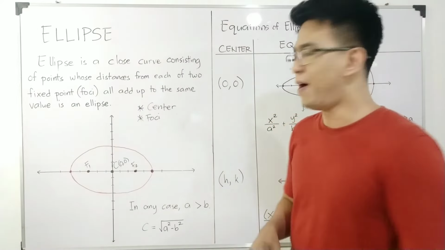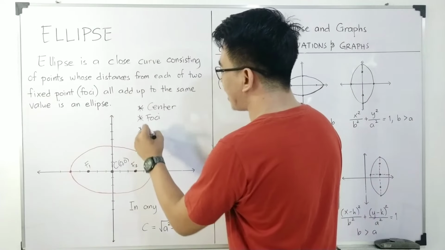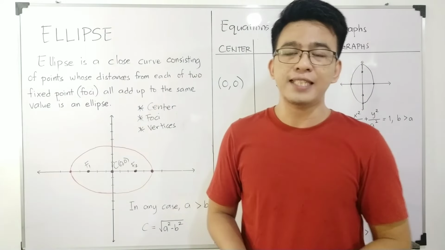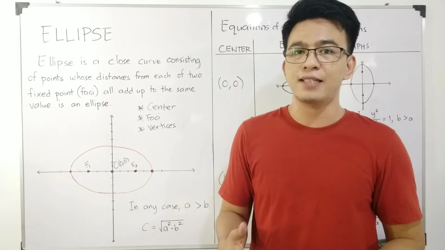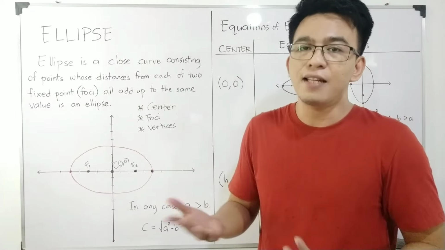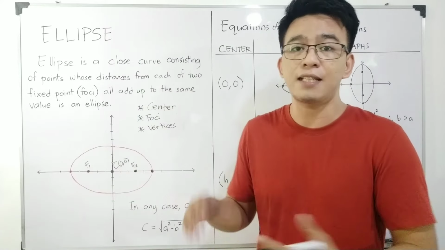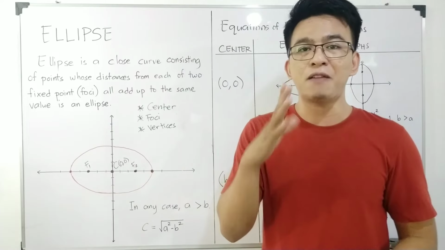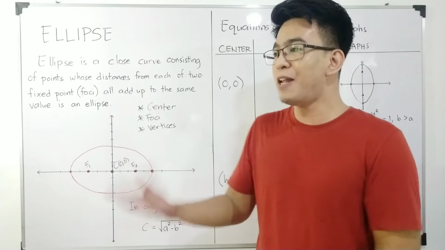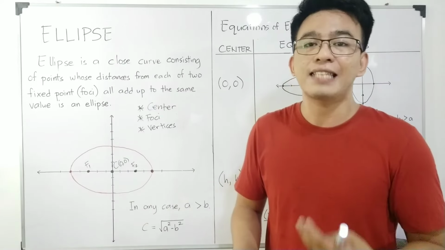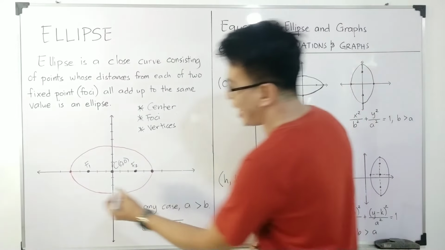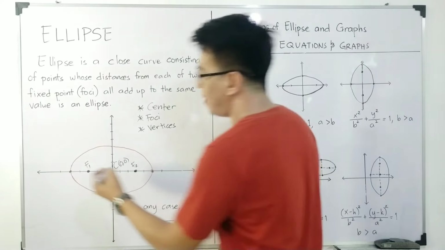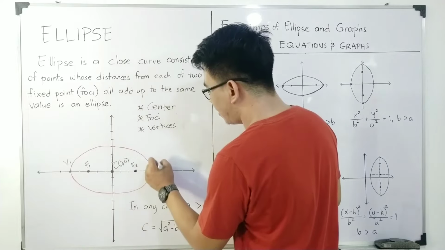Now, the third part na pag-uusapan natin ay yung tinatawag nating vertices. Pag sinabi natin vertices, that is the plural form of the word vertex. So, kung pag sinabi natin vertex, single. Pero pag vertices, dalawa or mas marami pa. Ang tanong dito, sir, nasaan po yung vertices ng isang ellipse? Yung vertices natin ay itong mga point na to. So, yung dalawang points na yan, we will name them as V sub 1 and V sub 2.